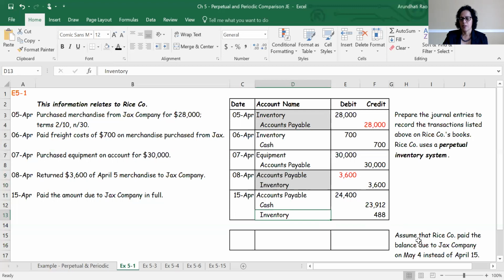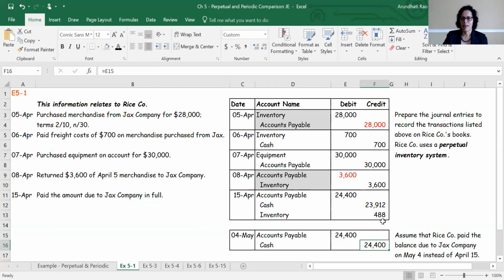They asked us to redo this last journal entry, assuming that we made the payment on May 4th instead of April 15th, which means I waited for the full 30 days and then I make the payment. Any day that I make the payment after April 15th, I'm not getting that discount. So once again, how much did I owe? The amount owed is 24,400. If I didn't get the discount, how much am I going to pay? Well, pretty simple. The entire amount will be repaid, 24,400. So I lose this discount of $488.